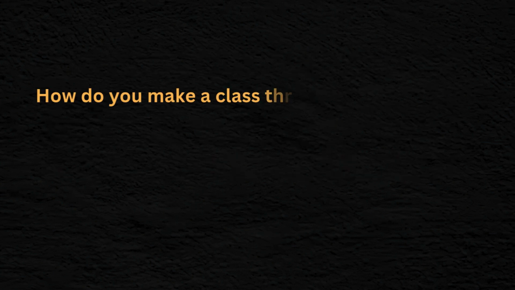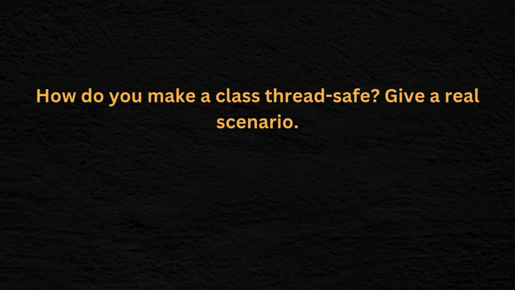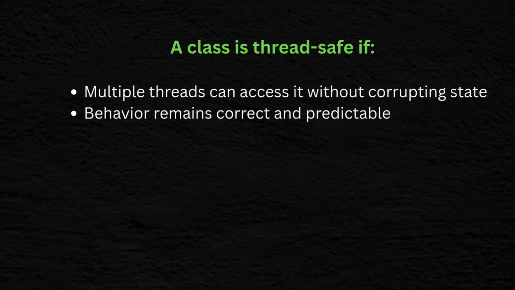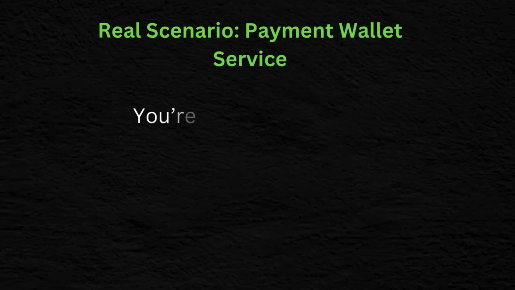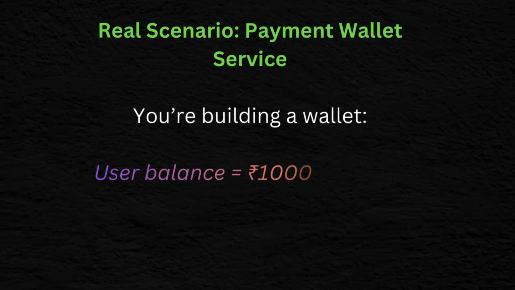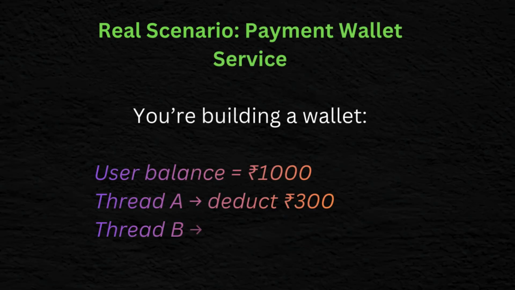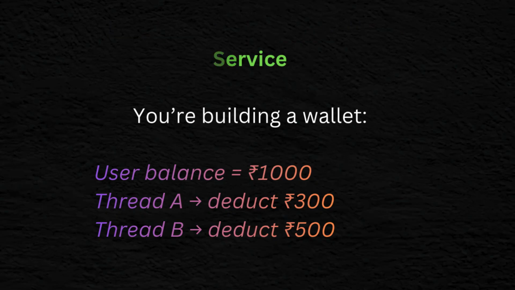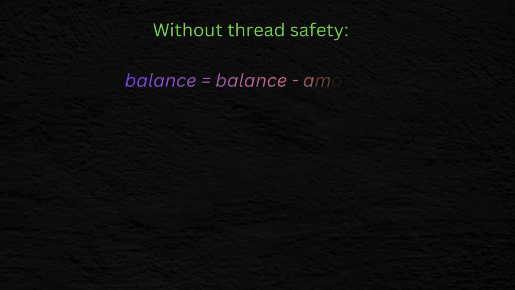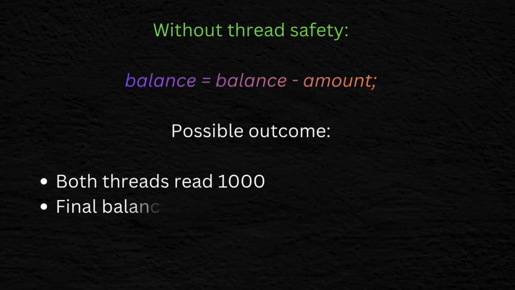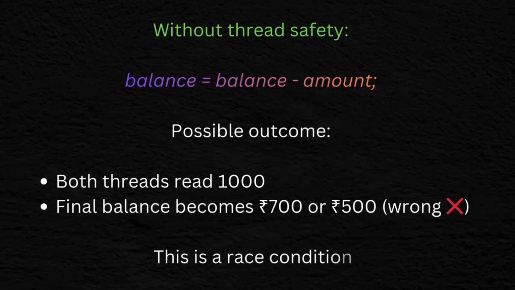Our next question is, how do you make a class thread safe? A class is thread safe if multiple threads can access it safely and behavior remains correct and predictable. Real time scenario is a payment wallet service. Imagine a wallet with 1000 balance. Thread A deducts 300, thread B deducts 500. Without thread safety, both threads may read 1000 at the same time. The final result becomes wrong. This is called a race condition.